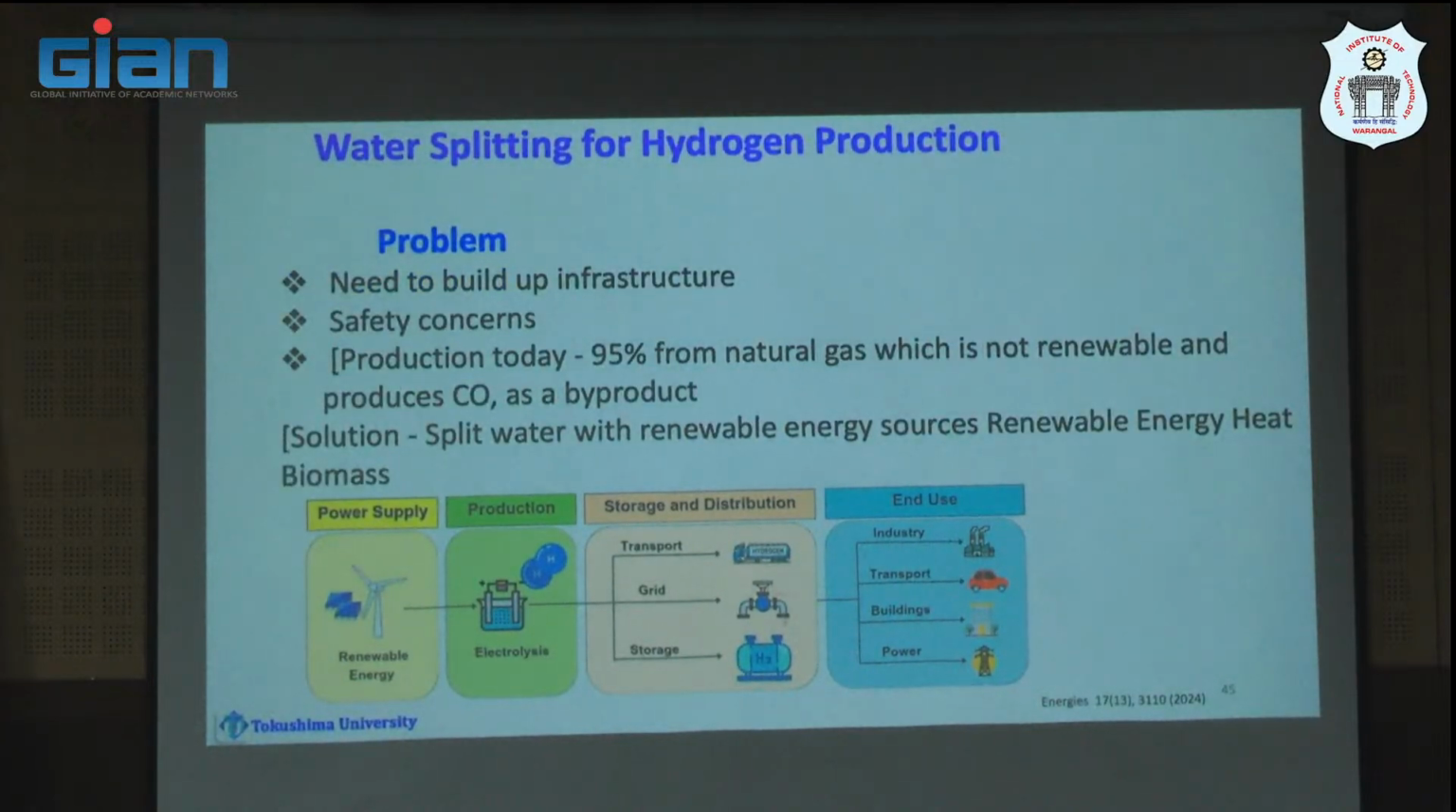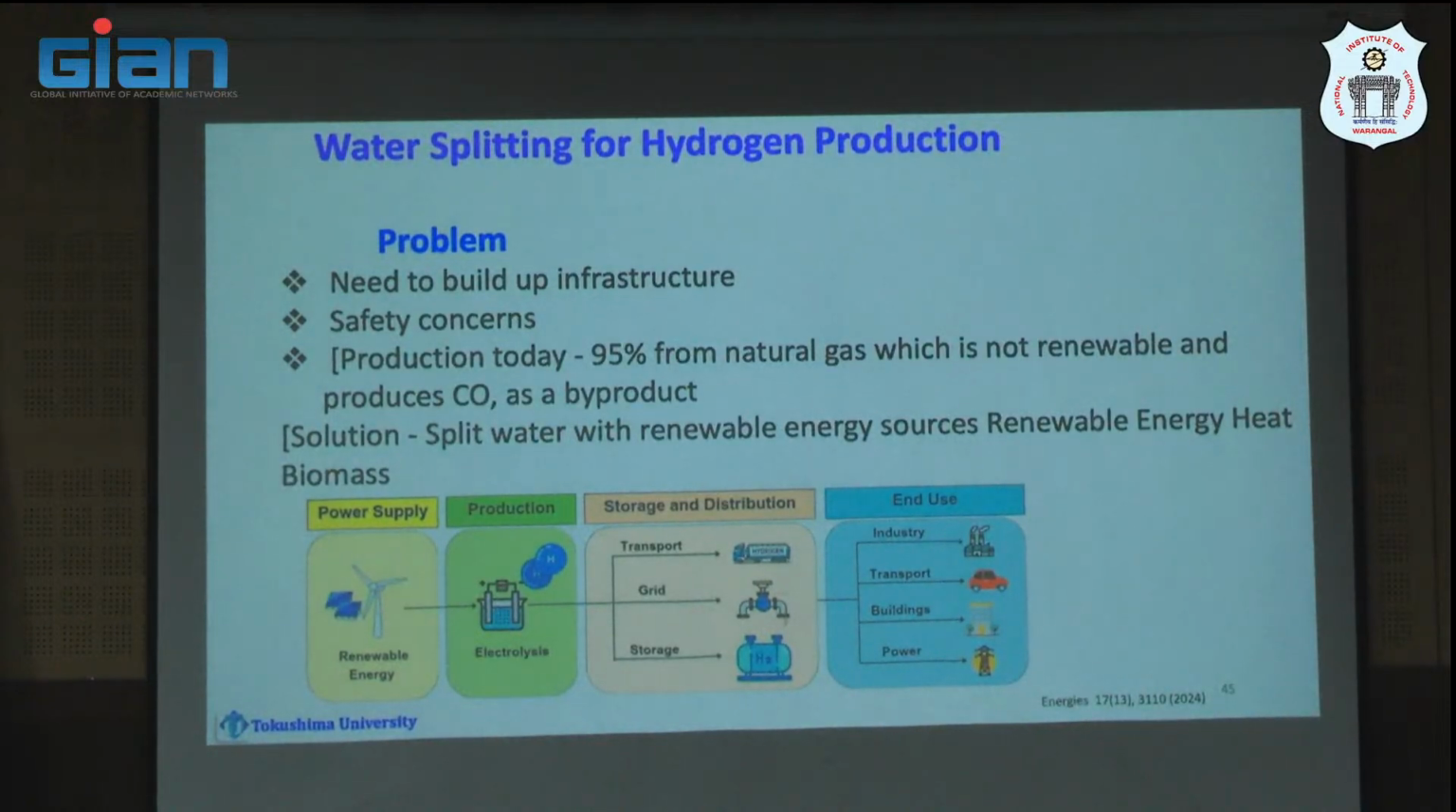Now, when we think about hydrogen production, what are the measures we must consider? We have to build the infrastructure, because at present there is no infrastructure. And safety concern is also a problem that we are dealing with. We are not sure how much energy we have at this moment and when it will finish. It may finish in the next 20 or 30 years. I'm talking about the fossil energy sources, the non-renewable sources.